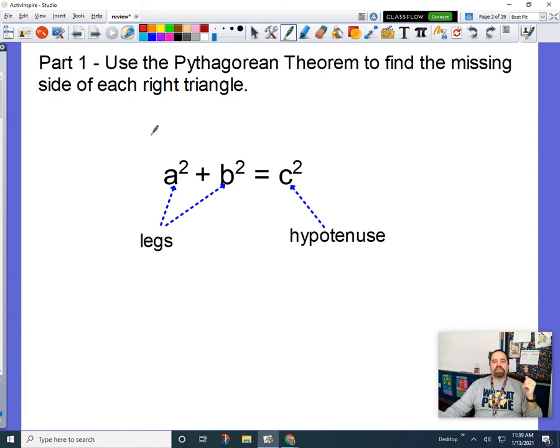So the Pythagorean theorem, a squared plus b squared equals c squared. A and b are the legs. Those are the two that come together and make the right angle. The hypotenuse is always the longest one across from the right angle. Make sure you're putting the right numbers in the right spot.